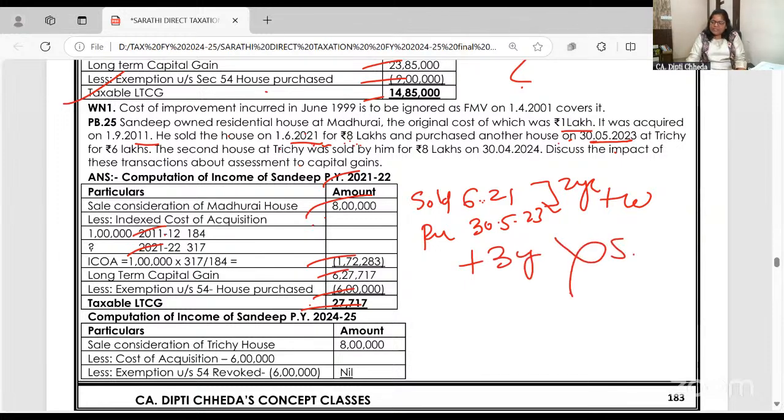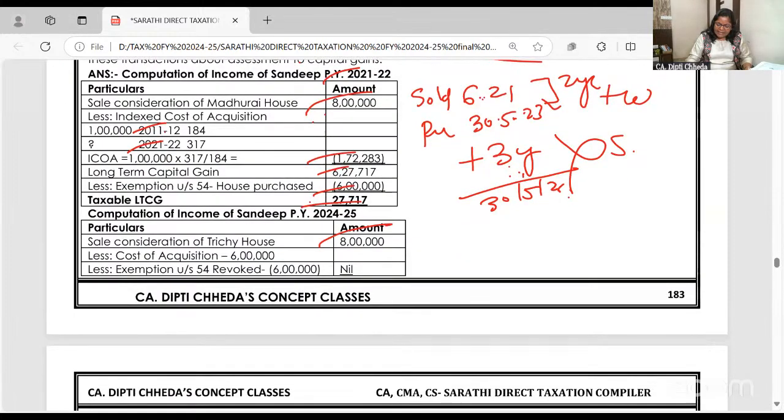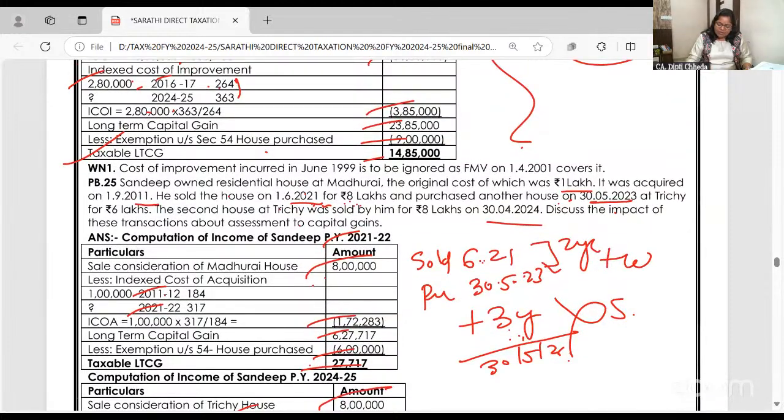I hope you understand now the time limit. That's why I made you write in the notebook. 3 years तक इसको सेल नहीं करना. 35-26 तक. 34-24 only he has sold. So 34-24 means 24-25 he has sold the house for 8 lakhs. Cost is 6 lakhs. First of all, shall I take index or not?